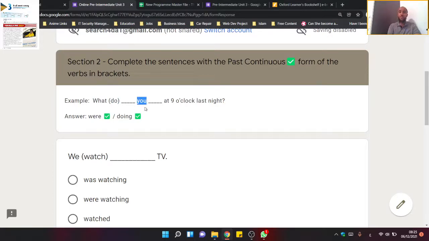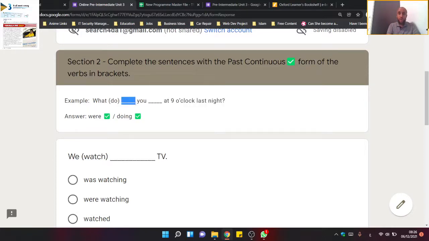Okay, now with the subject you, which one should we use, was or were, to make the question? So remember, I, he, she, and it, we should use was. Good. And you, we, and they, we should use were. Okay, so this is a you, so we should say were, what were.